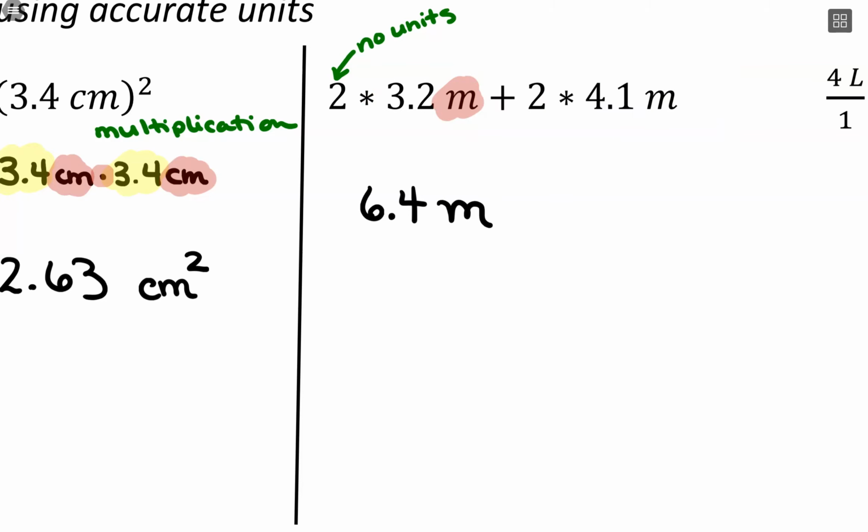Then, for this other one, and I'll just keep that addition symbol, same idea, 2 times 4.1 meters. So numerically, that will be 8.2. Again, we have meters there, but when it's multiplying, that 2 does not have units to it. So it's just doubling. It's like doubling the length of the string. So it's still 8.2 meters.